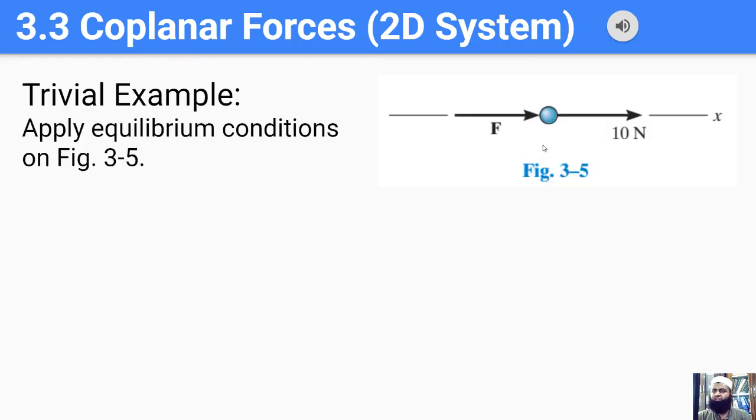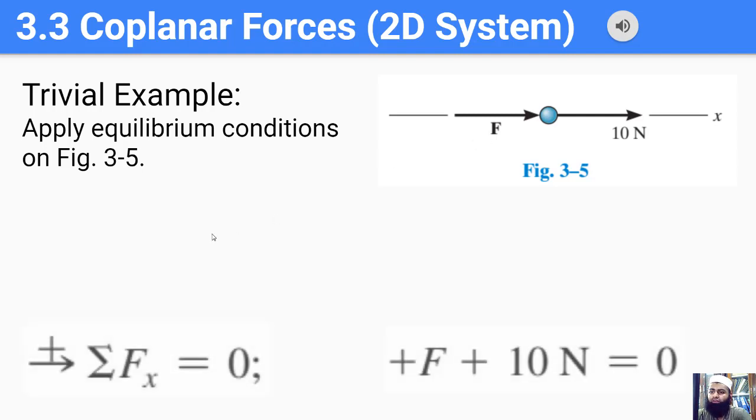Okay, so let's first look at a very trivial example. Here we have this particle, this small ball, and there are two forces acting on it. One is the unknown force F, and the other force is 10 newtons. Even this very simple example we can solve using the Cartesian vector form, even though we don't particularly need that form in this case. So how do we do that?